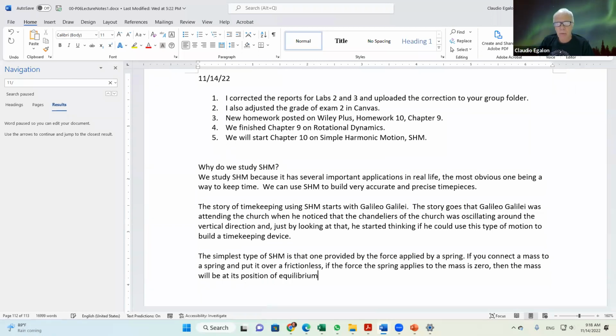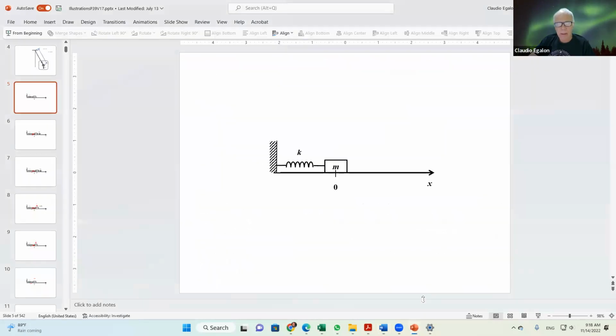Okay, position of equilibrium, net force is going to be equal to zero. And I am assuming that there is no friction whatsoever. So what we have here is net force equal to 0. This position where the mass is called the position of equilibrium.